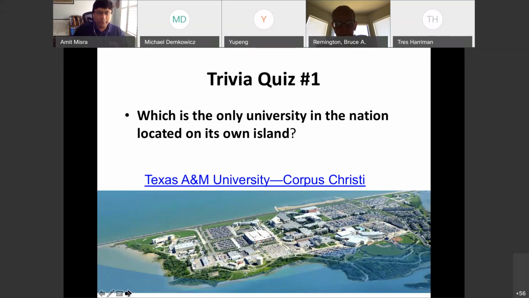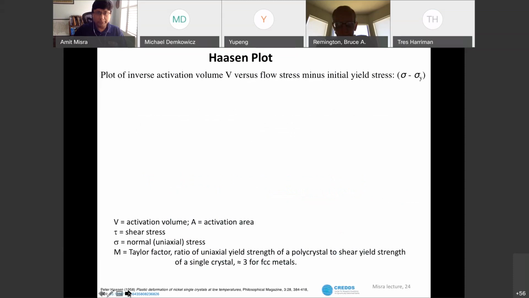So we will now talk about how activation volumes are measured and how those are interpreted in terms of what is known as the Haasen plot that comes from Pete Haasen's work. This is the original reference, 1958. We talked about plastic deformation of nickel single crystals at low temperatures. Now in these plots, the inverse of activation volume is plotted as a function of flow stress minus the initial yield strength, sigma minus sigma y.